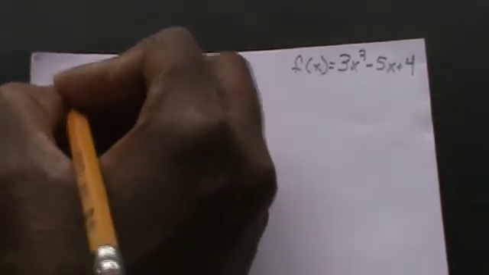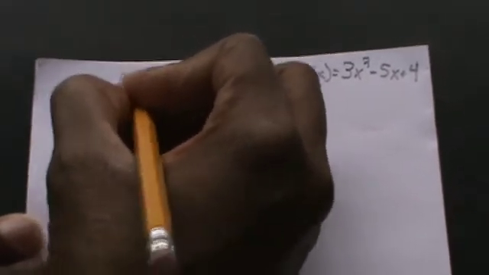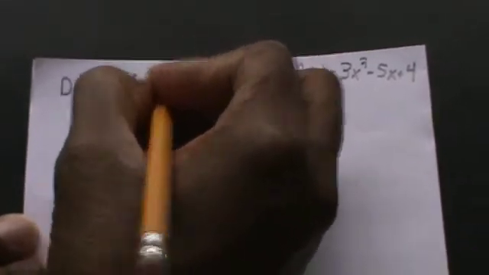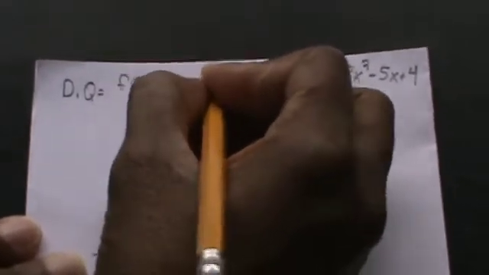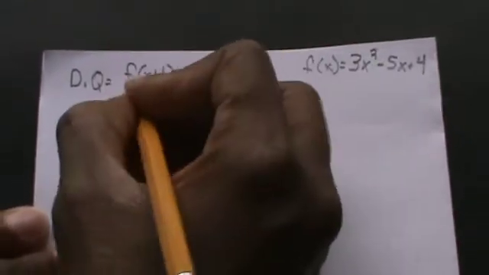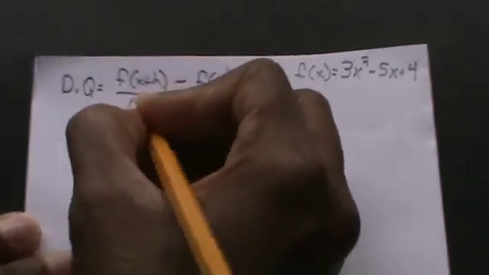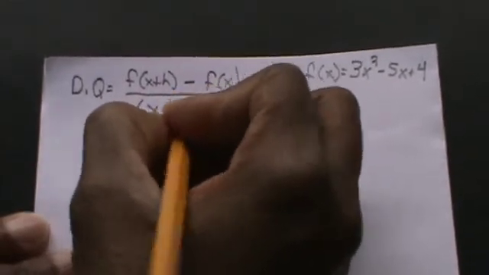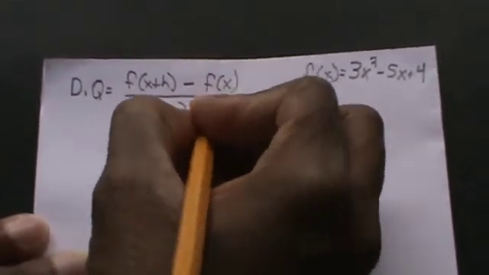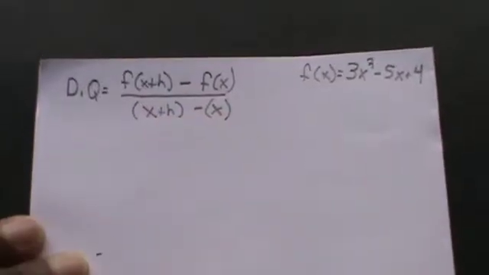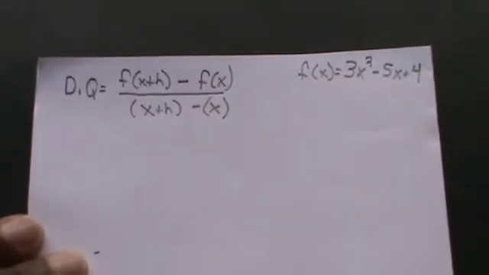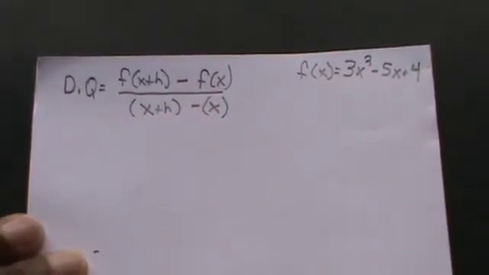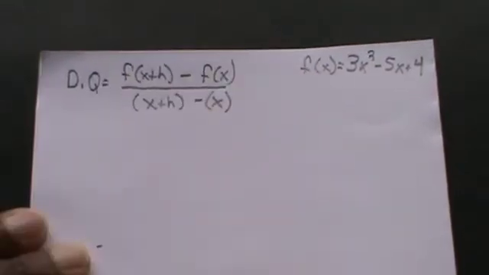Okay, so let me remind you what the difference quotient is. DQ equals f of x plus h minus f of x divided by x plus h minus x. Okay, so as I mentioned, we would like to apply this difference quotient formula to this function f of x.